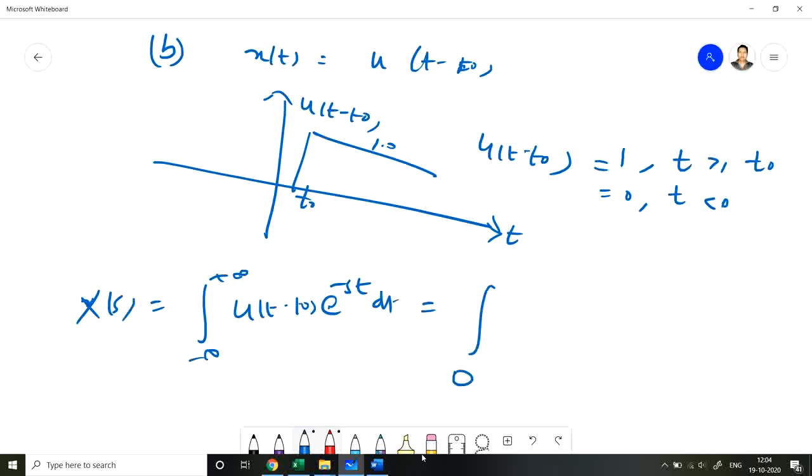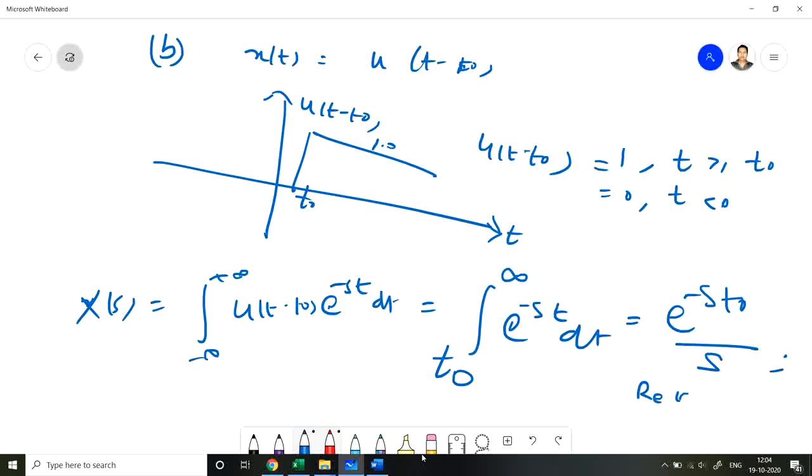Now it can be written as the integral from t0 to infinity of e^(−st) dt, and the solution of this is e^(−st0) divided by s, and the real part of s should be greater than 0. So the ROC is the real part of s greater than 0.